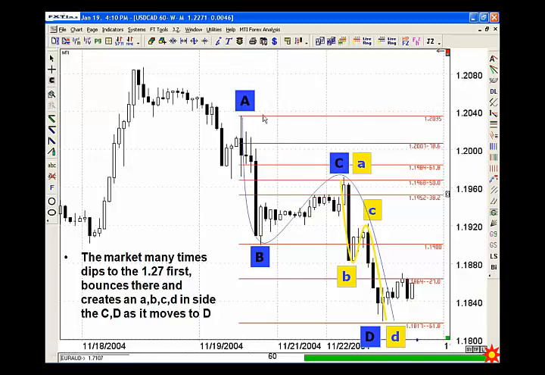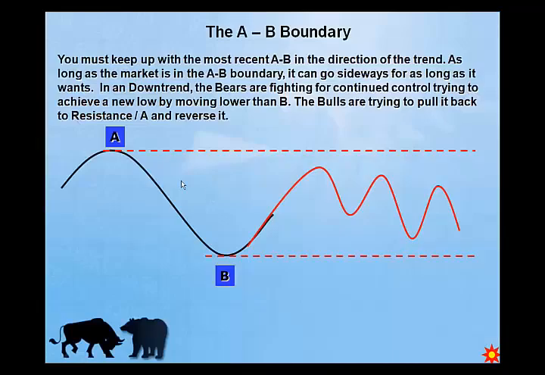Now we can see here, we take our tool right here, and we measure from A to B, and we can see that it bounced back. We start waiting. We didn't get a bounce at 382, we got a bounce at 50%. Look how we had a big bearish engulfing. We could have also pulled our pivot point. I'm sure there would have been a pivot point right there. And the market rallied all the way to that 1618 extension. We always want to keep track of that A-B boundary. Okay, the market goes sideways.